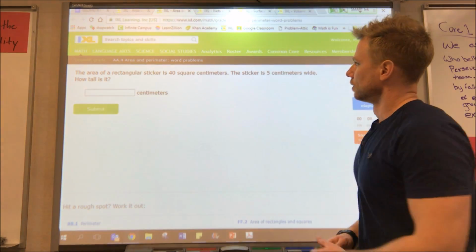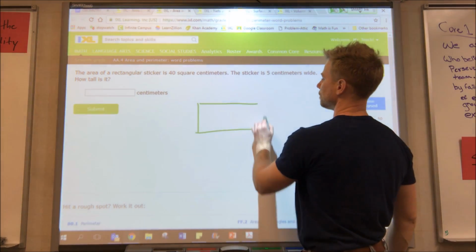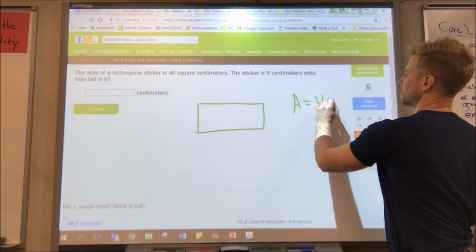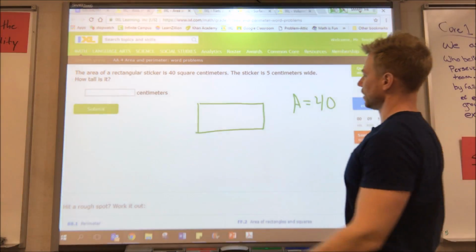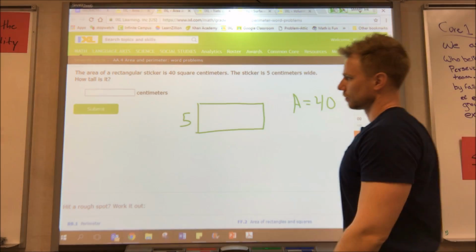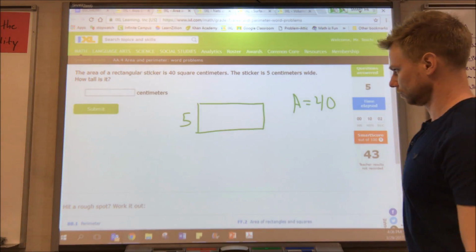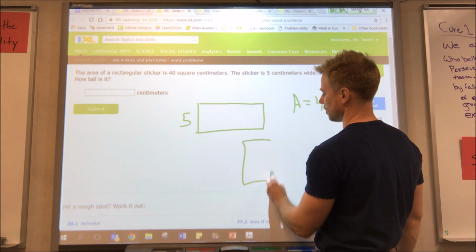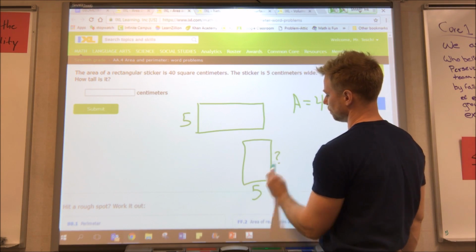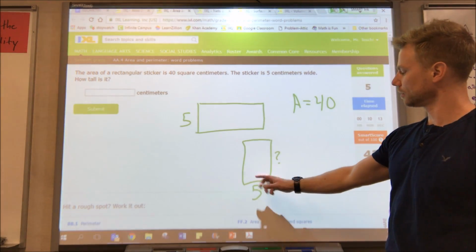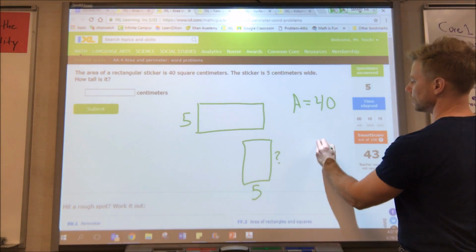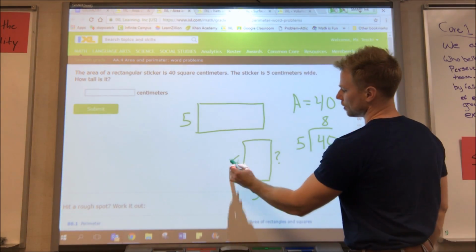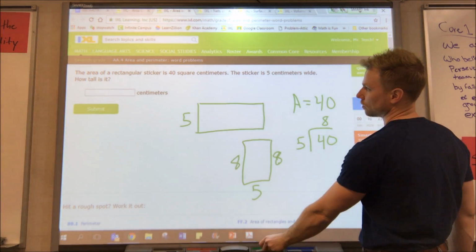Okay, here, a rectangular sticker's area is 40 square centimeters. It's 5 centimeters wide. How tall is it? Okay, actually I should draw it a little differently. It's 5 wide. How tall is it? Okay, so we know the area is 40, so 5 times what is 40? Well, if we aren't sure, we can work backwards. 40 divided by 5 is 8, so it must be 8 tall.